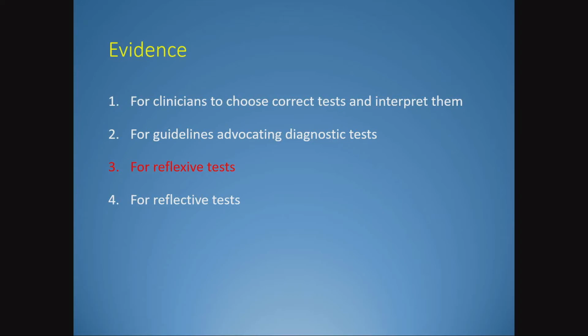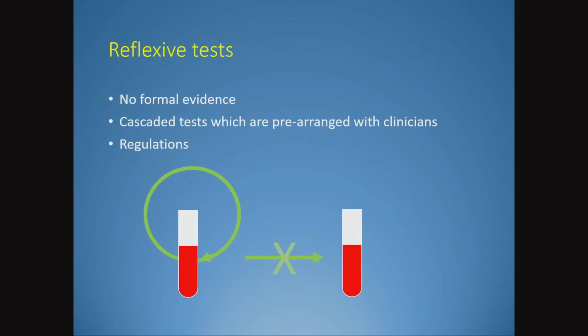So, reflexive testing. As I've said before, reflexive testing means that you take one blood sample and you cascade tests on it so that you get the maximum use of that blood sample and you speed up the whole process so it all gets done in half an afternoon. It's a great idea and it speeds everything up. There's not a lot of evidence for or against it, apart from the fact that we believe it's the right thing to do and patients don't like having too many blood samples taken.